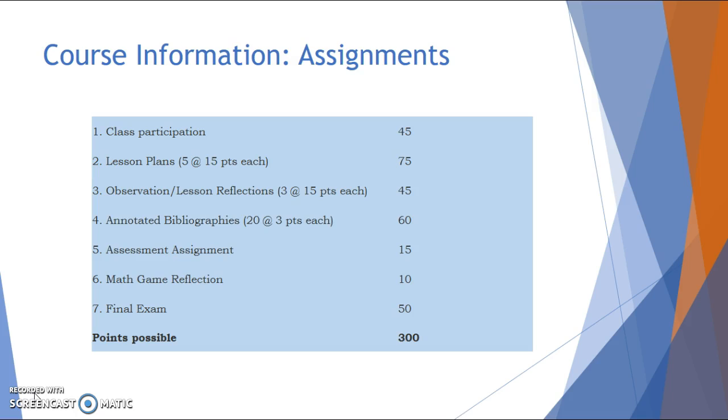Then you'll have an assessment assignment, developing and carrying out an assessment on a child. And this week you're doing a math game. You're going to play a math game and write up a reflection on it, and that's also in your week 1 module. And then we also have a final exam at the very end of the quarter. It's a 3-credit class. There are 300 points possible. And usually with a 3-credit class, they say 6 hours of homework or time spent outside of class on coursework.